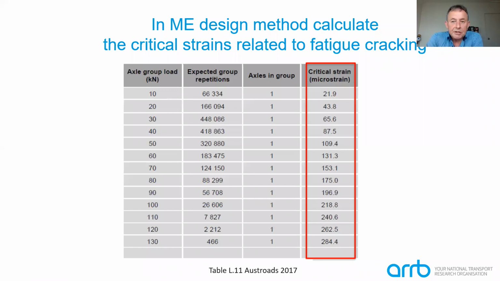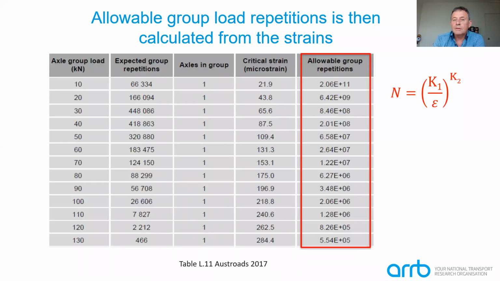And in the mechanistic design method, we then calculate the critical strains to calculate the fatigue life under each axle group load of each axle group type. And from the strains, we can calculate the allowable group repetitions, how many repetitions are allowed to compare against the expected number. And we use the performance relationships that we've talked about in previous sessions, the fatigue relationships in this case for asphalt and cemented materials, to calculate the allowable load repetitions from the calculated strains, the tensile strains at the bottom of the bound layer.